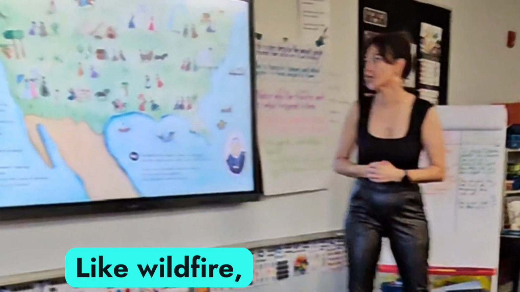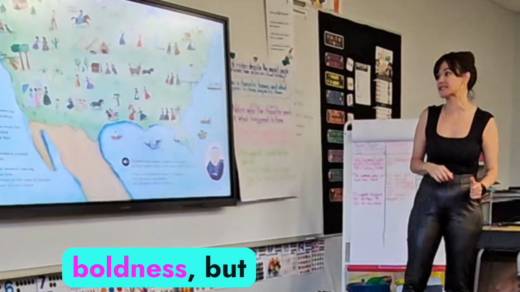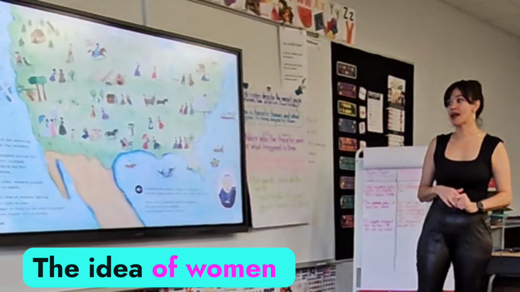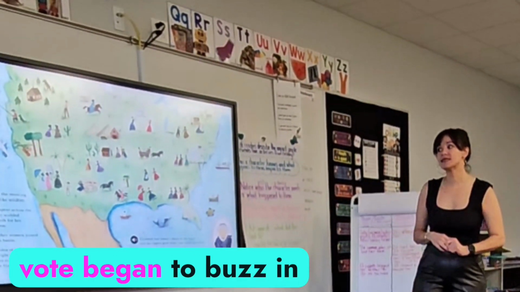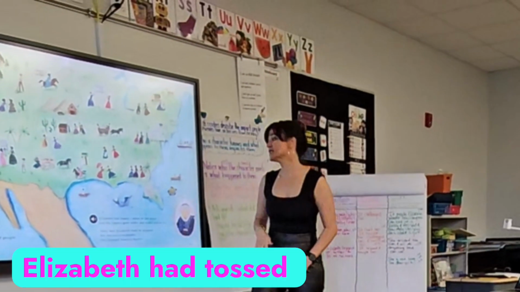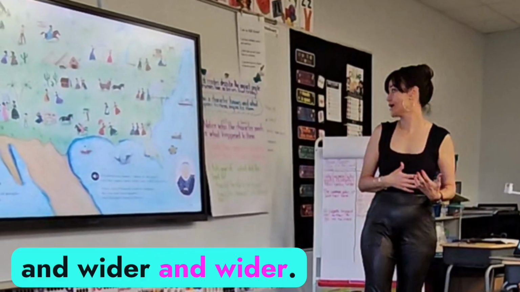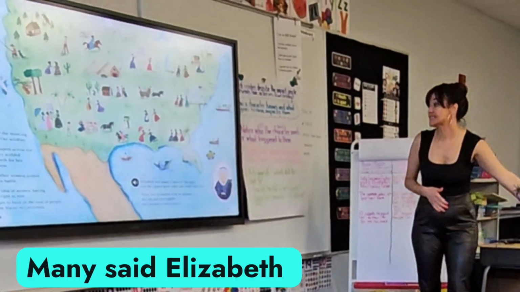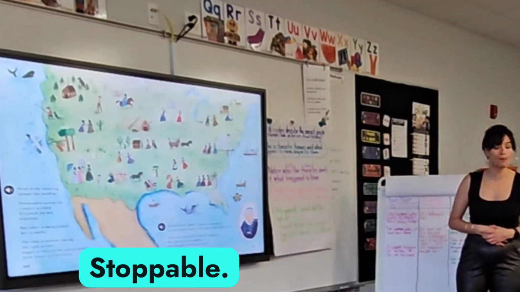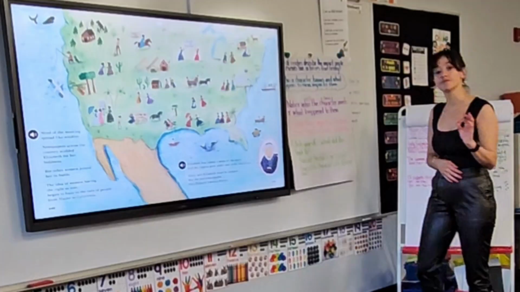Head like wildfire. Newspapers across the country scolded Elizabeth for her boldness, but other women joined in battle. The idea of women having the right to vote began to buzz in the ears of people from Maine to California. Elizabeth had tossed a stone in the water, and the ripples grew wider and wider and wider. Many said Elizabeth must be stopped, but she was unstoppable. She changed America forever.